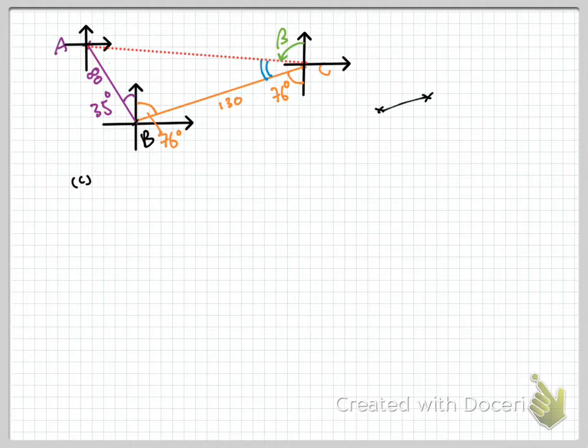How do you find the shortest distance between a point and a line? The shortest distance is the perpendicular distance from the point to the line. So the shortest distance between B and AC will be this particular yellow line. It goes through B and is perpendicular to AC.